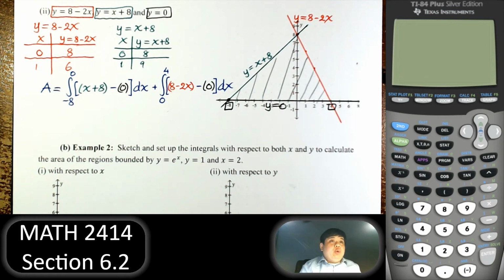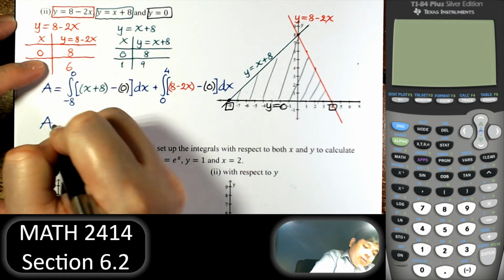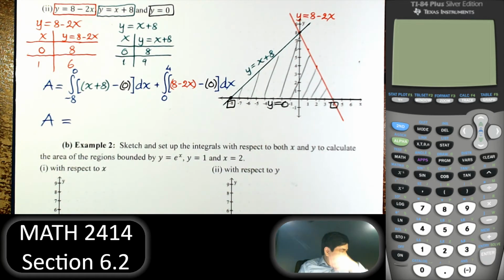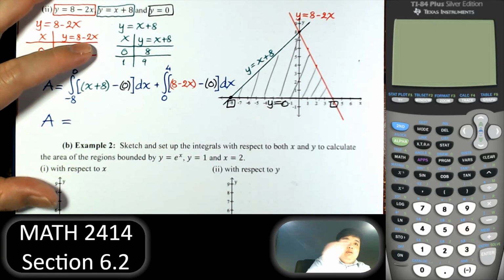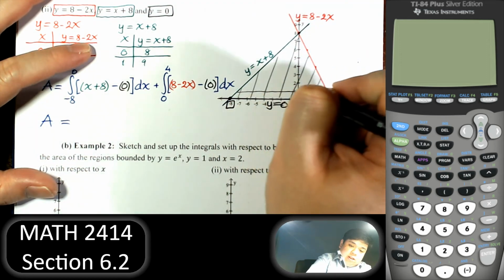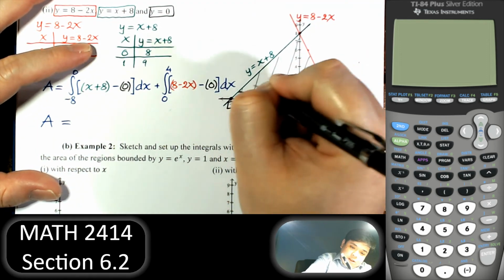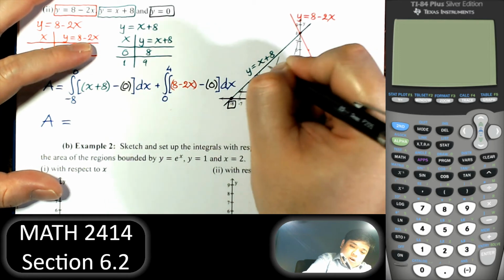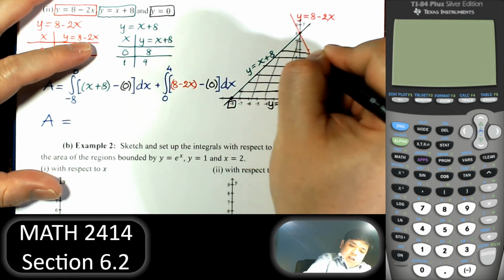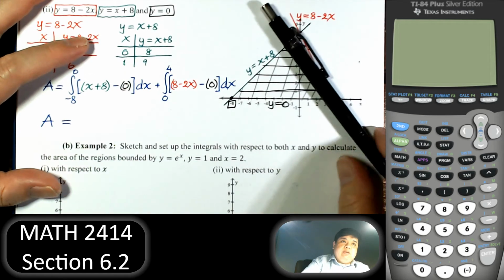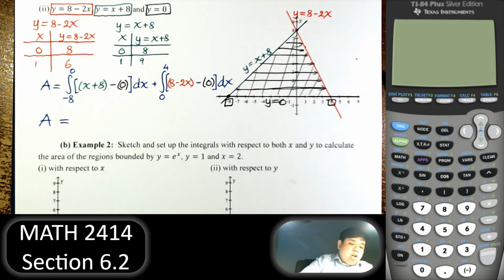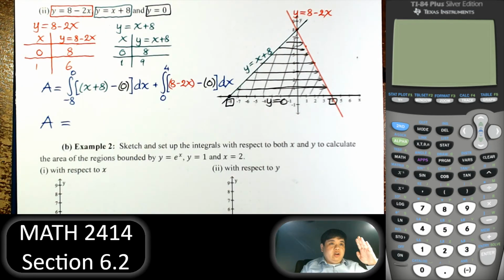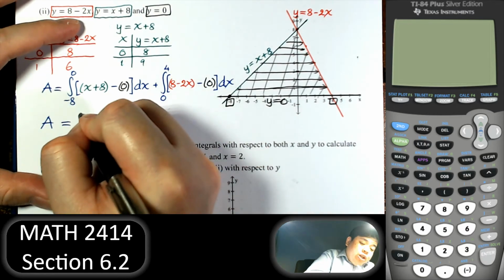Now if we want to use dy, meaning we're going to use the function on the right and the function on the left. So if we look at the horizontal component, on the right we have x equal to 8 minus y over 2, from y equal to 8 minus 2x. On the left we have x equal to y minus 8, from y equal to x plus 8. So notice that it's only one function on the left, one function on the right. So we only need one integral.